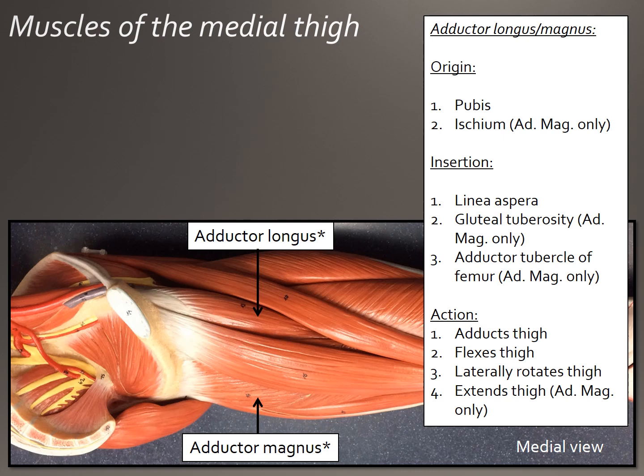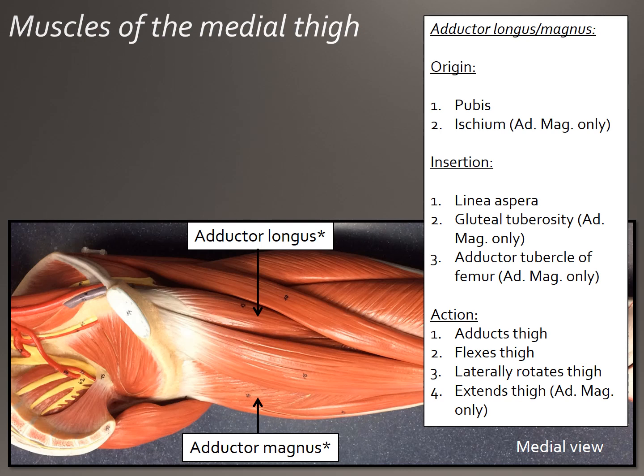For the origin, the adductor longus and magnus share an origin at the pubis. Now, the adductor magnus also has an origin at the ischium, but because they share an origin at the pubis, it would be easier to remember that for your quiz. The insertion for the adductor longus and adductor magnus is the linea aspera. They share an insertion at this point.